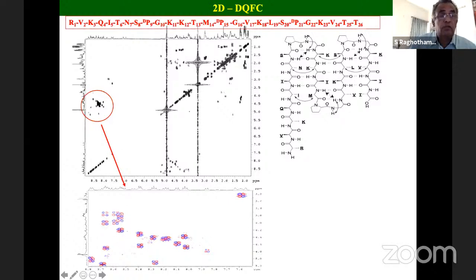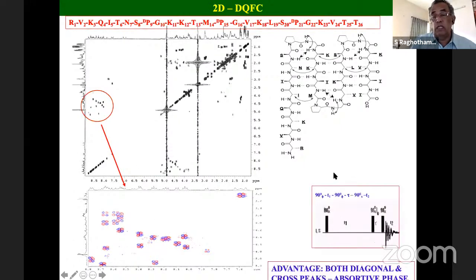And now you see, if you simply blow up this region, there are so many overlaps here. This would have been difficult in the gradient COSY spectrum. So that is why, to get more clarity, we have to do the more time consuming DQF-COSY. But if you look at the quality, it is certainly much better, much more useful, worth spending that time.